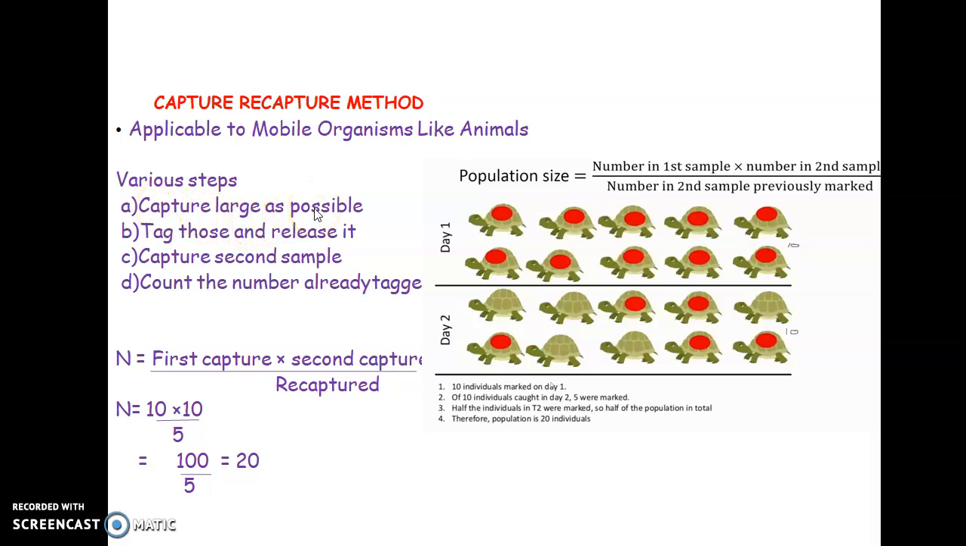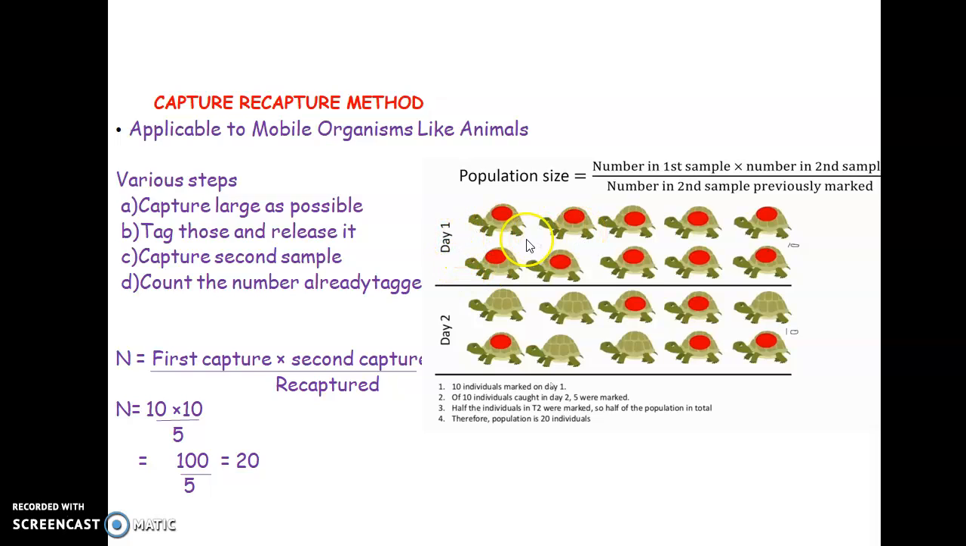We have to capture the group of interest that we want to study, in maximum numbers, and tag them or mark them, and we have to release the marked individuals into the field. Then on the very next day we have to capture the second sample and we have to count the number of already tagged individuals. For more clarity, I will explain with a diagram.